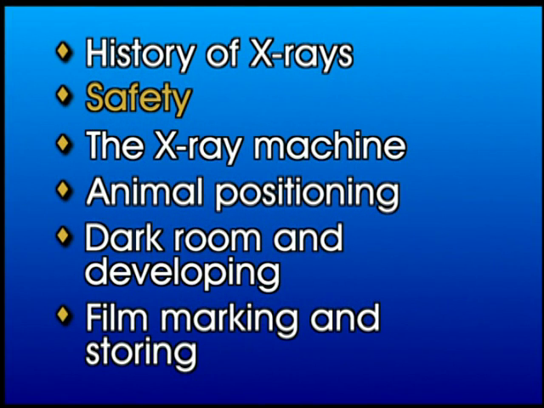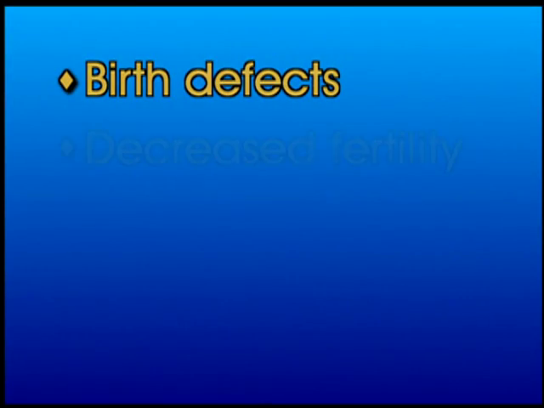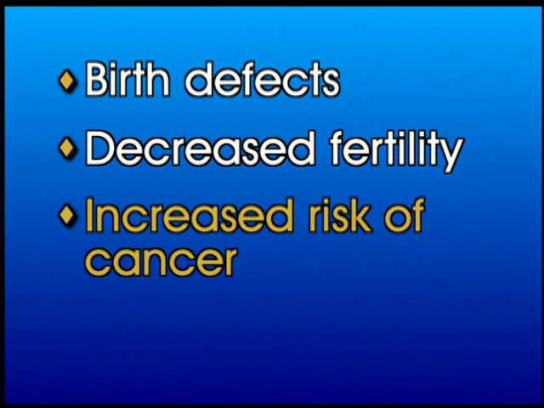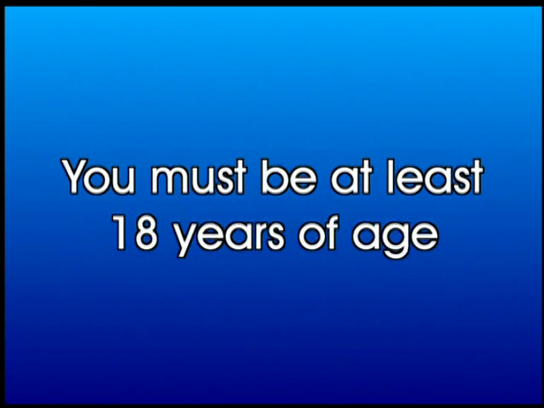Working around the X-ray has certain dangers inherent to it if not managed properly. Repeated, unprotected exposures have been shown to produce birth defects, a decrease in fertility, an increased risk of cancer, or a shortened lifespan. These hazards can be nearly completely prevented if you follow the appropriate safety precautions. Because of these risks, however, you must be at least 18 years of age to work around radiation equipment.